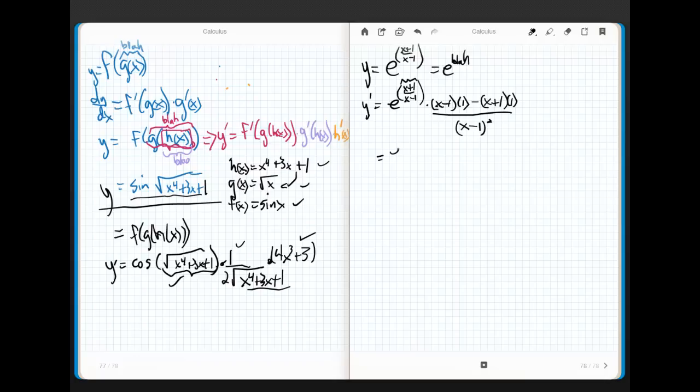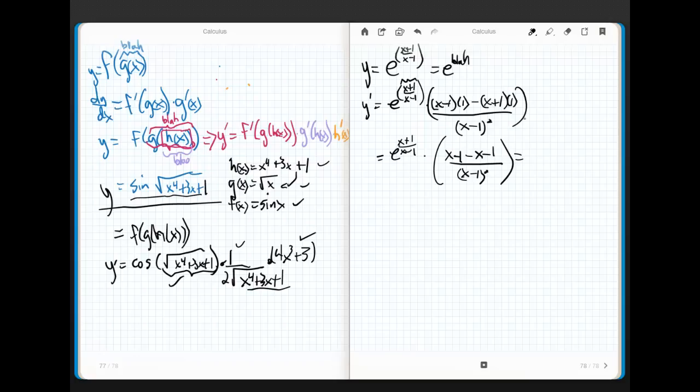Now, this one's worth cleaning up just a little bit. This is going to be e to the x. Oh, by the way, I should probably put this in parentheses so that I realize I want to be algebraically accurate. So e to the (x plus 1 over x minus 1) times. Now, what's this thing simplified to? (x minus 1 minus x minus 1) over (x minus 1) squared.